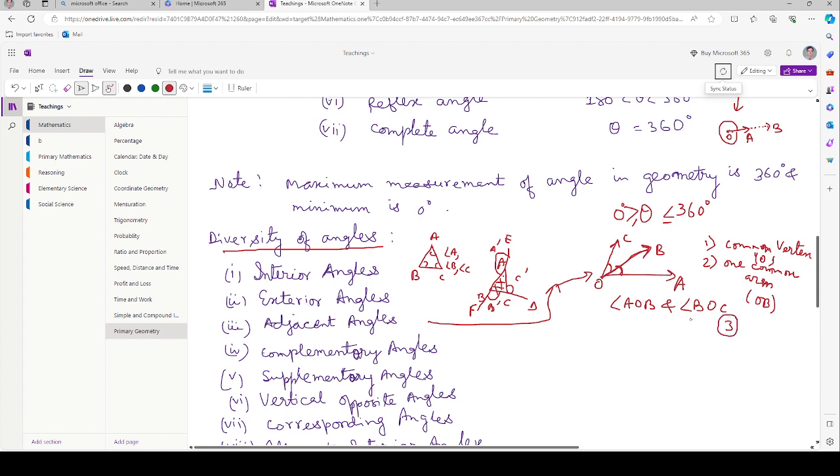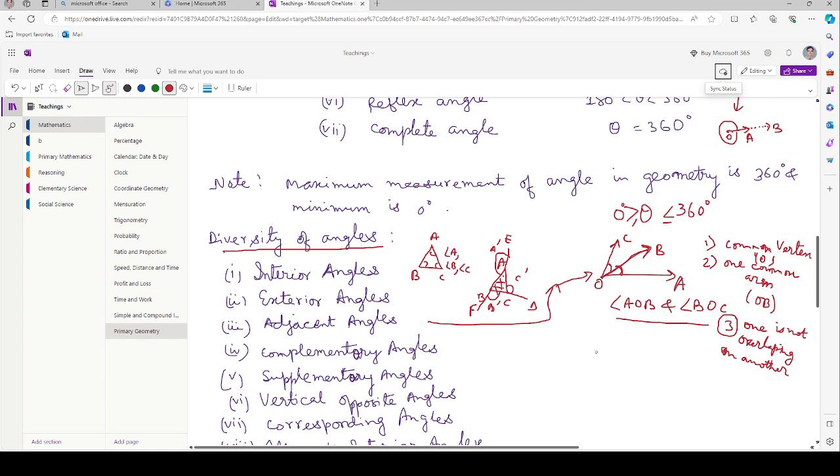And thirdly, the two angles should not be overlapping one another. Then these two angles are adjacent angles. So, if two angles satisfy these three conditions, then they are adjacent angles to each other.